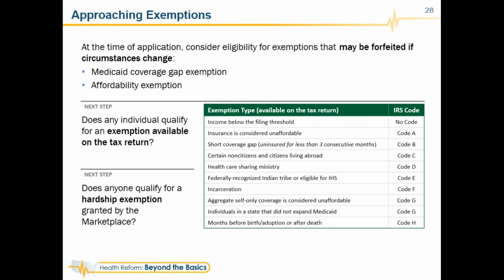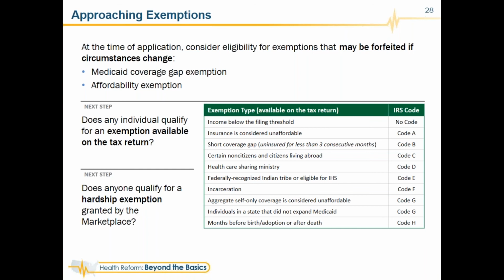So in general, people sort of wonder, like, where do you even start with this list of exemptions? And as I said, at the time of application, all you really need to think about is exemptions that might be forfeited if certain circumstances change, like we just talked about, the affordability exemption, Medicaid coverage gap exemption. People may be eligible for them when you see them and then not eligible by the time they file their taxes, so you can lock those in.